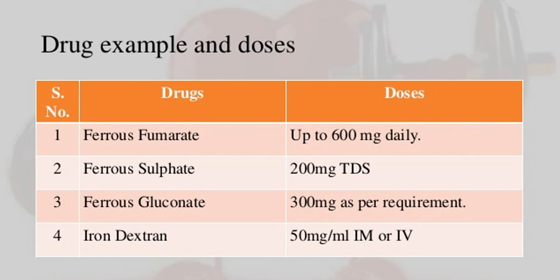The first drug is ferrous fumarate. The dose is 600 mg daily as required, and ferrous sulfate is provided 200 mg TDS. Next is ferrous gluconate. We provide the patient 300 mg as per requirement. Next one is iron dextran. We should provide to the patient 50 mg per ml, either IM or IV.